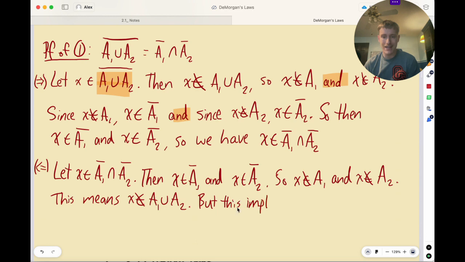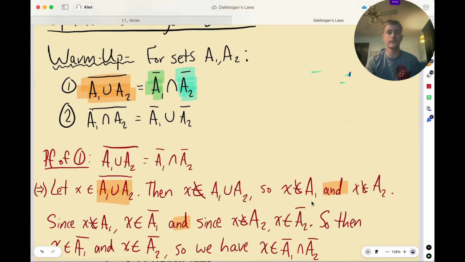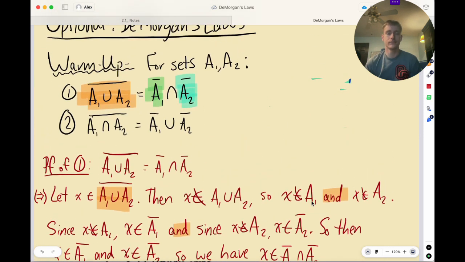But if it's not in something, that means that it's in its complement. So it's in A1 or A2 complement. It's in the union complement. Okay, and then we're done. We just proved the first claim. The second claim I'll leave up to you to prove.